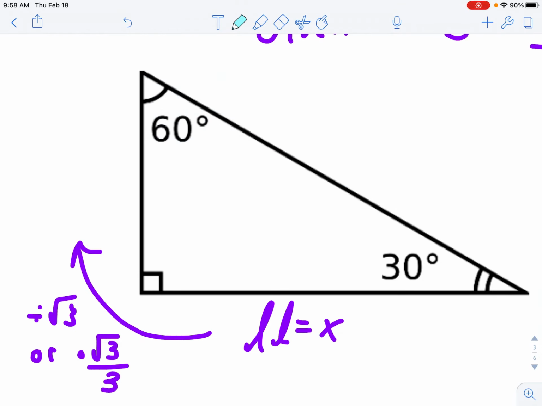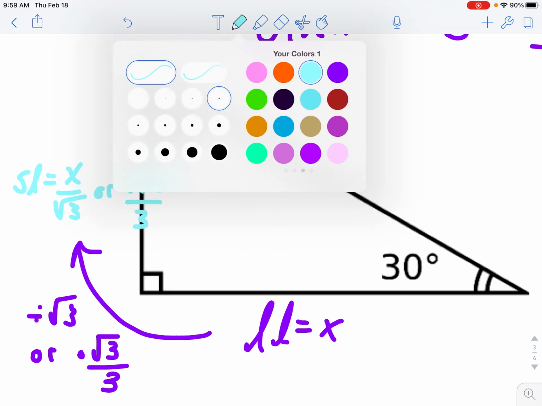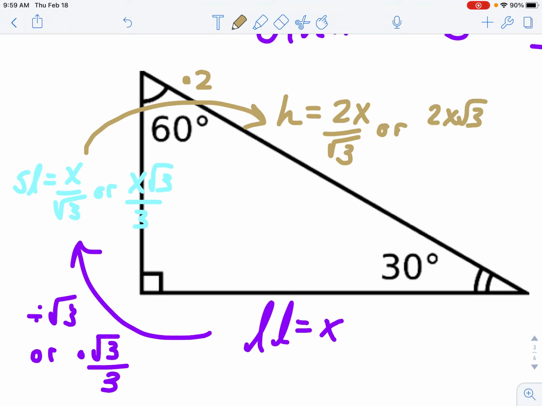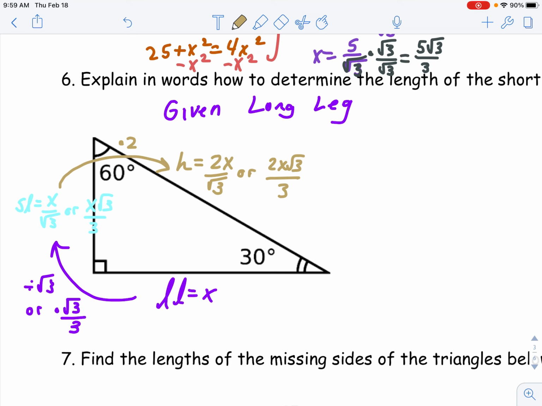Are we rationalizing the denominator? So on and so forth. So I'm going to say the short leg equals x over radical 3 or x radical 3 over 3, just depending on the information you have and how you want to attack the problem. And then to get to the hypotenuse, it's just times 2. So the hypotenuse equals 2x over radical 3 or 2x radical 3 over 3. Ooh, a lot going on. Hopefully it's getting you guys excited for all this challenge.